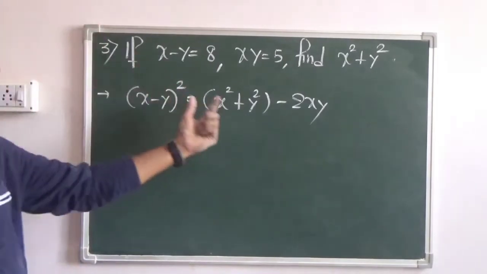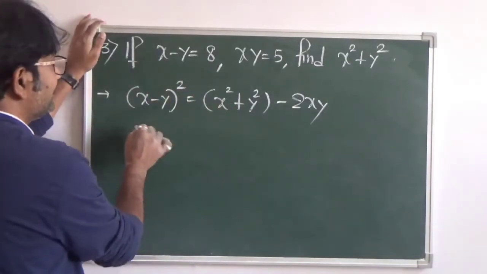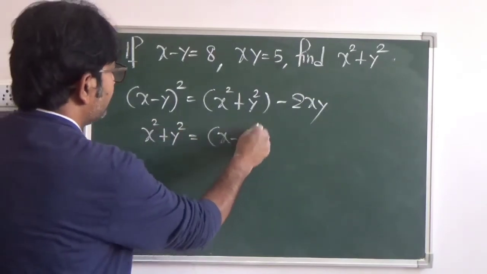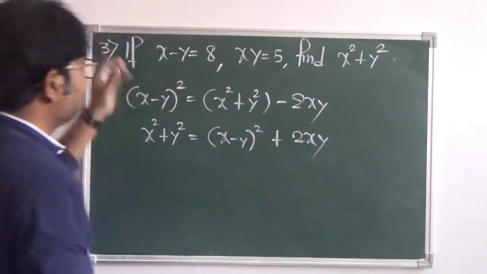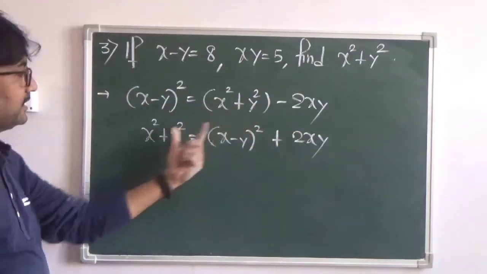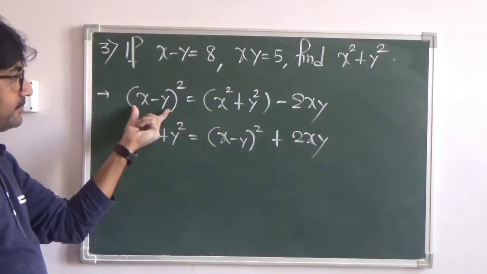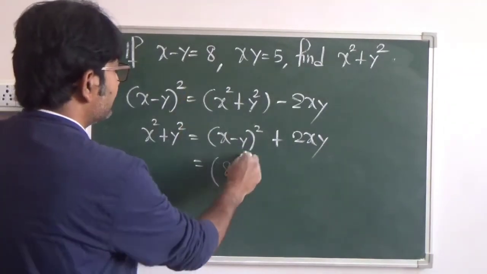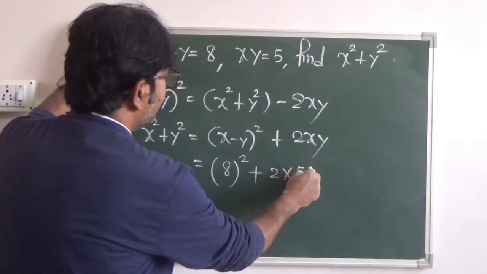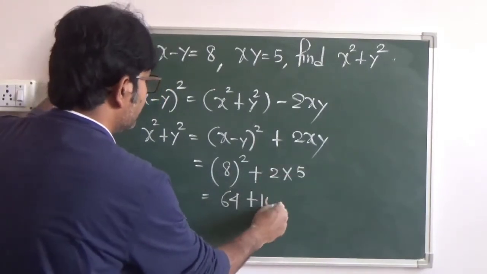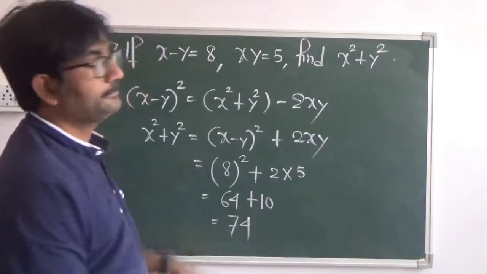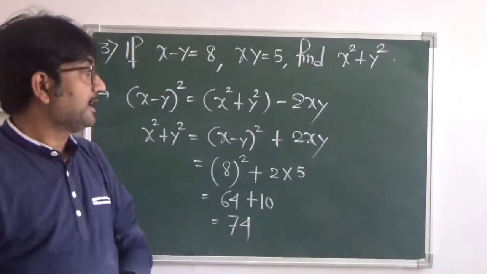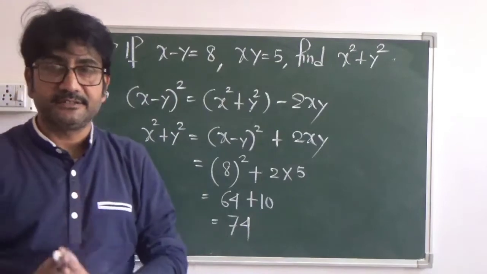So what you have to find is this one. We can directly write x² + y² equals (x - y)² + 2xy. This plus this equals this much, right? Now x minus y is given as 8. This is 8² + 2 into 5. So it is 64 + 10 and that is 74. Very simple. So you need to see which identity is applicable and then apply the appropriate identity. You will get the result.